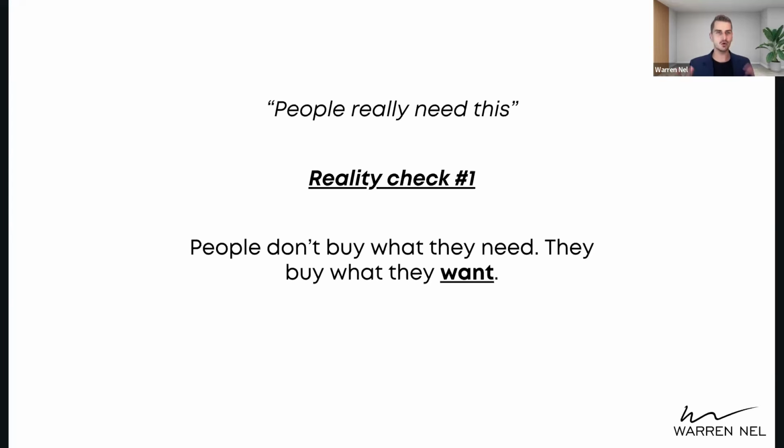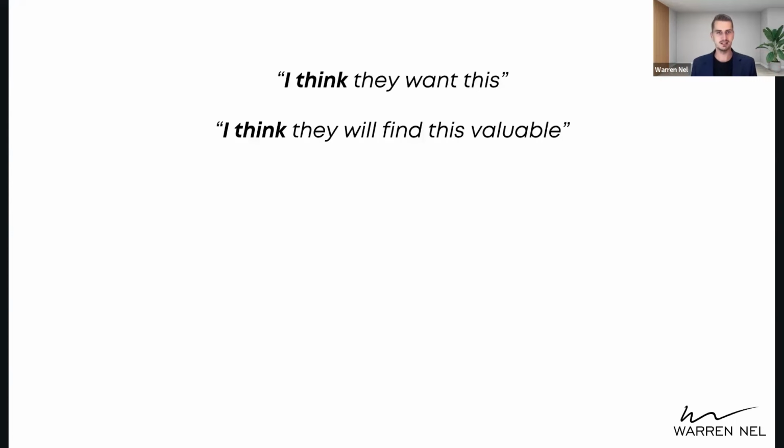How many times have you caught yourself saying this? And I'm guilty of saying, man, if only that person could get my offer. Or they need the coaching. Look at their life. Look at their relationships. They need this. People only buy what they want, not what they need. So that's kind of a harsh reality check for us.